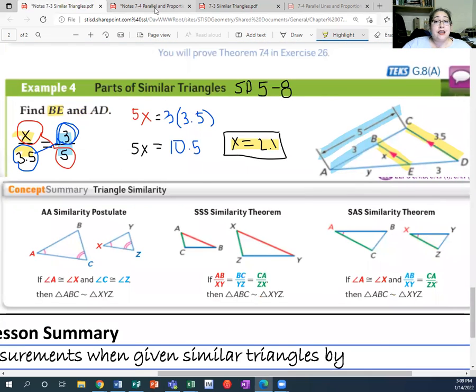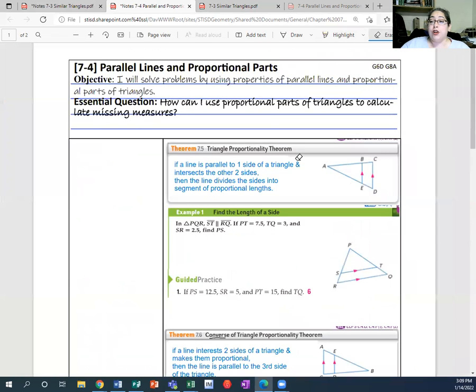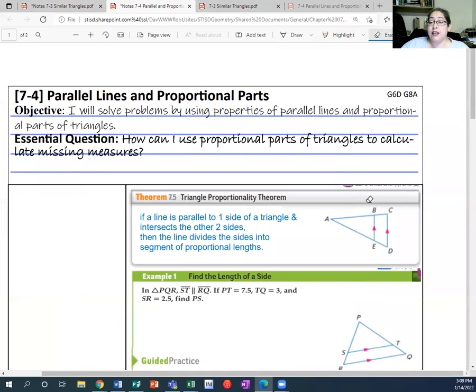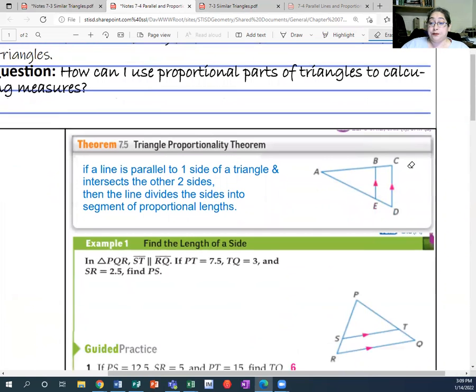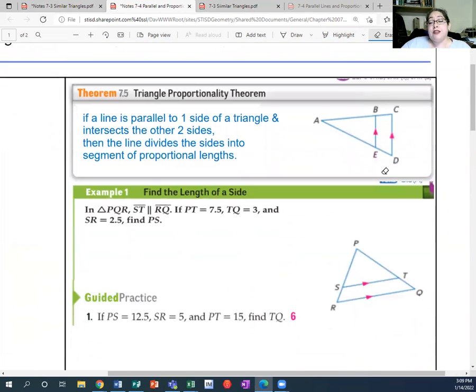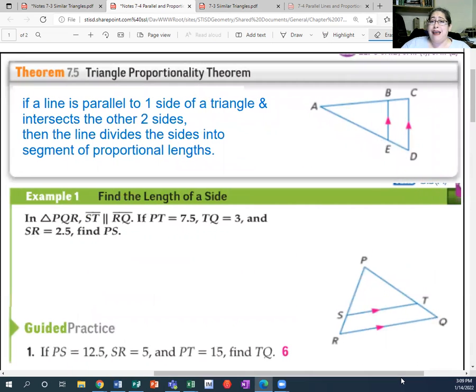Let's jump right into the next section because it's very much related. You're going to see this cross multiply thing come again. Let's take a look at 7.4. We're solving problems using proportions again, but we're going to do this on parallel lines. The very first theorem that we encounter in this new section looks almost identical to the problem we just finished doing. And in fact, it's related.